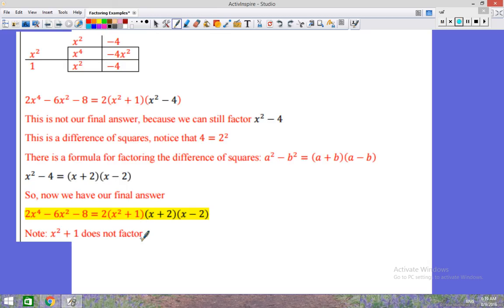Now, if we were using complex numbers, we could factor it, but we're using the set of real numbers, so we stop right there and we say that we have factored this completely. But when you have a sum of squares, we cannot factor that within the set of real numbers. So you had to stop with x squared plus 1, but you were able to continue with x squared minus 4.